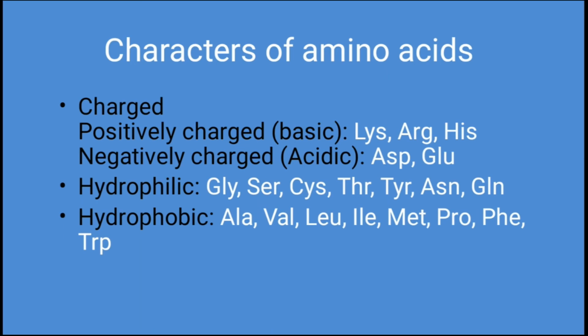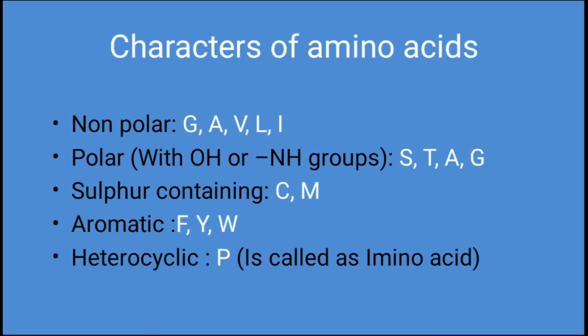And hydrophilic amino acids are glycine, serine, cysteine, threonine, tyrosine, asparagine, glutamine. Hydrophobic amino acids are alanine, valine, leucine, isoleucine, methionine, proline, phenylalanine and tryptophan. So you try to memorize these classifications and also you have to memorize the structures, then you will get a broader idea about the properties and importance of different amino acids.